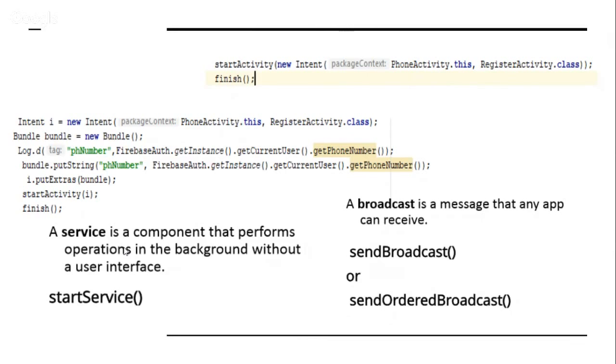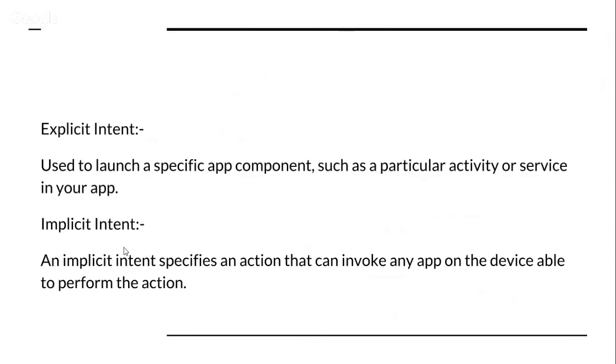A broadcast: what exactly does broadcast mean? A broadcast is a message that any app can receive. We can send a broadcast to any app, or to your app, in two ways: sendBroadcast, and one more method, sendOrderedBroadcast. Okay, move to the next. One more thing, intents are of two types: implicit intent and explicit intent.